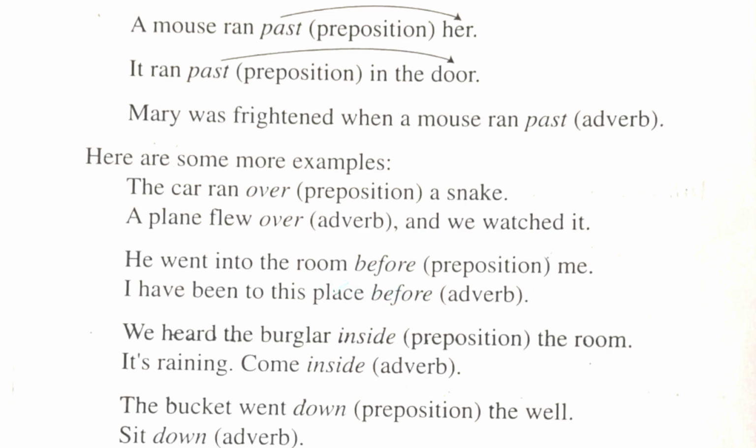Here, see, in this place what is written? He went into the room before me. Here the word before is governing the pronoun me, so that's why it is a preposition. I have been to this place before. Here before is modifying the verb.